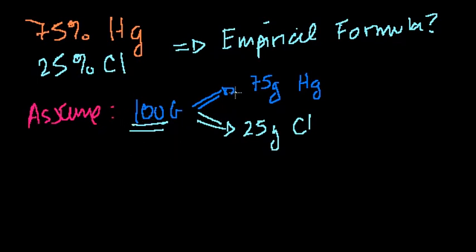So the question is, in 75 grams of mercury, how many moles of mercury do I have? So I need to convert from grams to moles. Let's go the other way. 1 mole of mercury, this is at least how my brain thinks, is 6.02 times 10 to the 23 mercury atoms. What's the mass of that? Well, it's equal to whatever mercury's mass number is in grams.